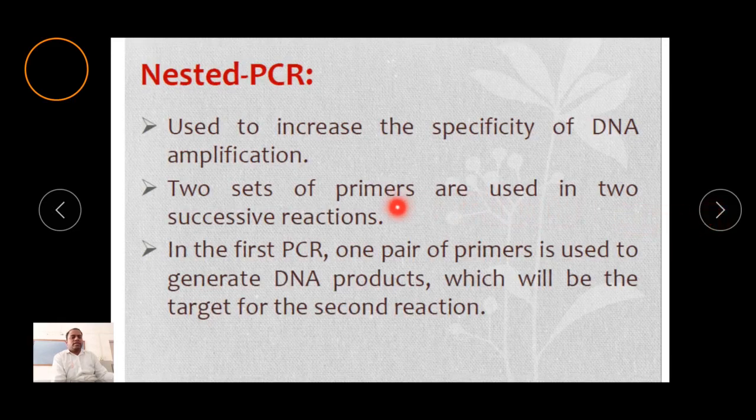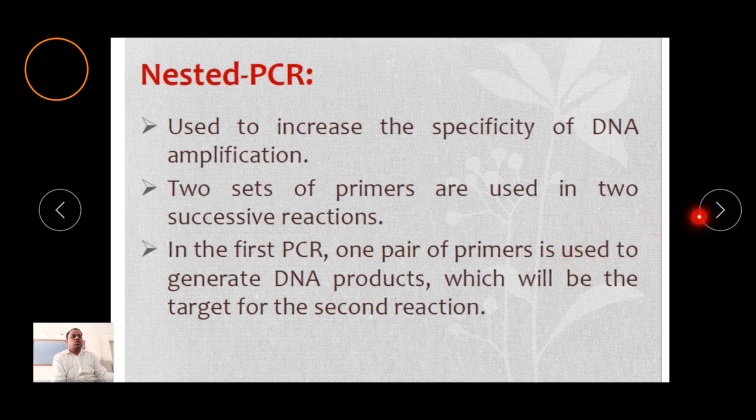Let's see now the nested PCR. It is used to increase the specificity of DNA amplification. Two sets of primers are used in two successive reactions. In the first PCR, one of the pairs of primers is used to generate the DNA product, which will be the target for the second reaction. So it is therefore called nested.